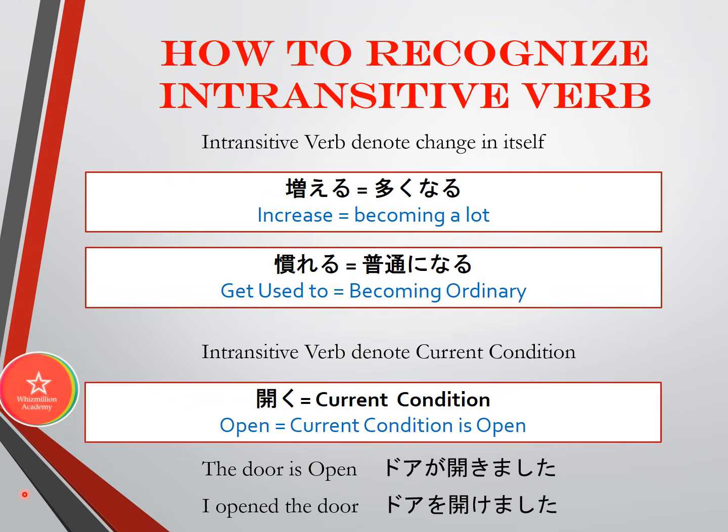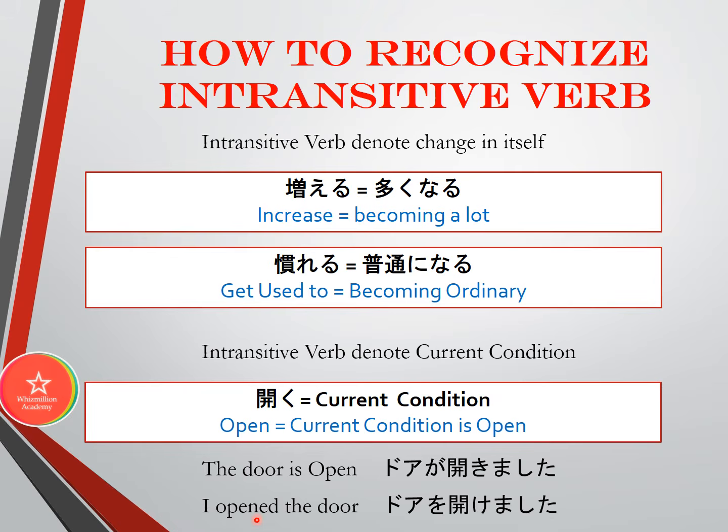For example, the door is open, doa ga akimashita. If the door is currently open, then we have to change this akimasu into a teimasu form, because it's a permanent form, right? Because right now the door is still open. So if we change this to a permanent form, it becomes doa ga aiteimasu. The door is currently open.